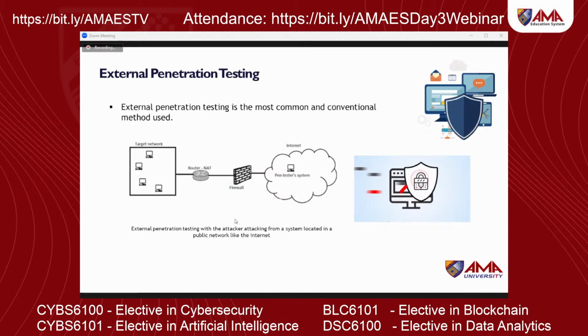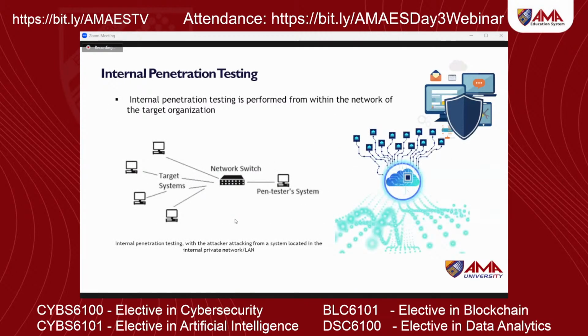Dito sa external penetration testing, ito yung most common and conventional method used. Dito, attackers are attacking from a system located in a public network like the internet. So yun yung external. Now for the internal penetration testing naman, it is performed from within, inside the network of the target organization. Dito sa internal penetration testing, the attacker is attacking from a system located in an internal private network or LAN.